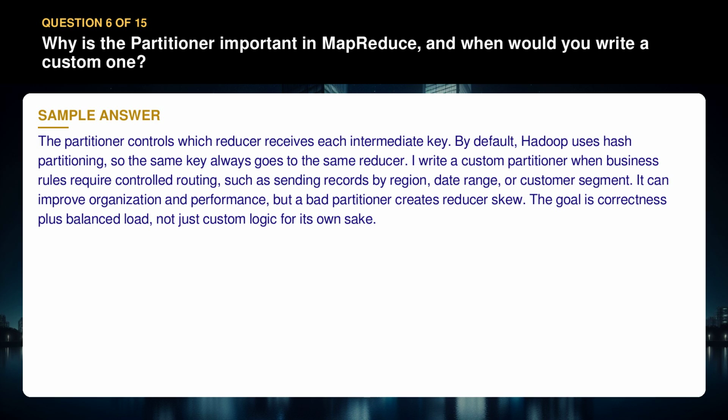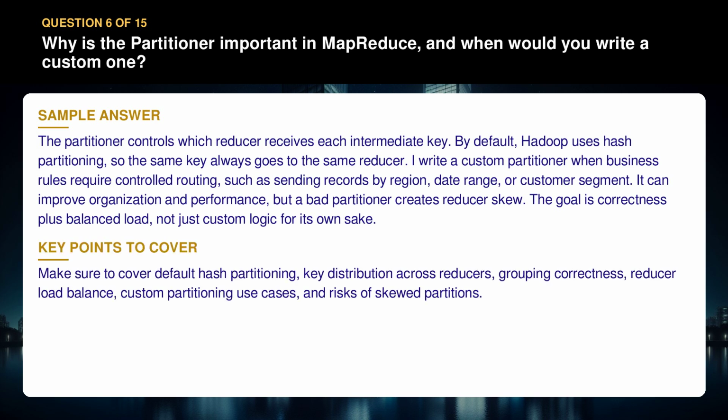I write a custom partitioner when business rules require controlled routing, such as sending records by region, date range, or customer segment. It can improve organization and performance, but a bad partitioner creates reducer skew. The goal is correctness plus balanced load, not just custom logic for its own sake. Make sure to cover default hash partitioning, key distribution across reducers, grouping correctness, reducer load balance, custom partitioning use cases, and risks of skewed partitions.